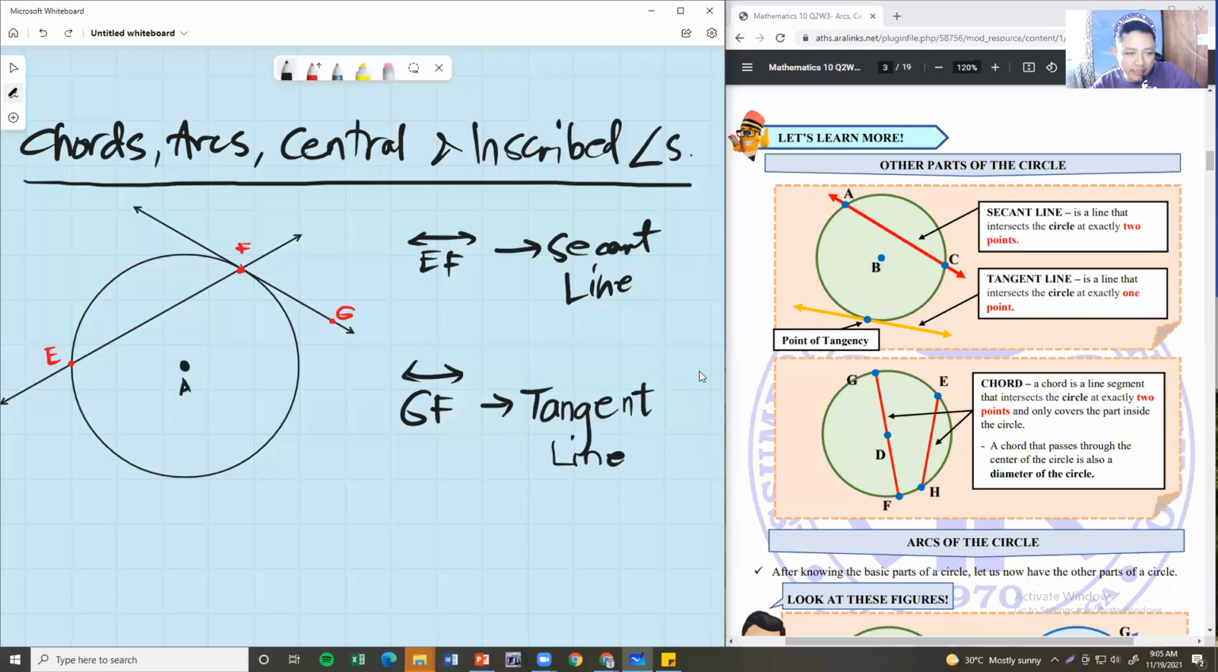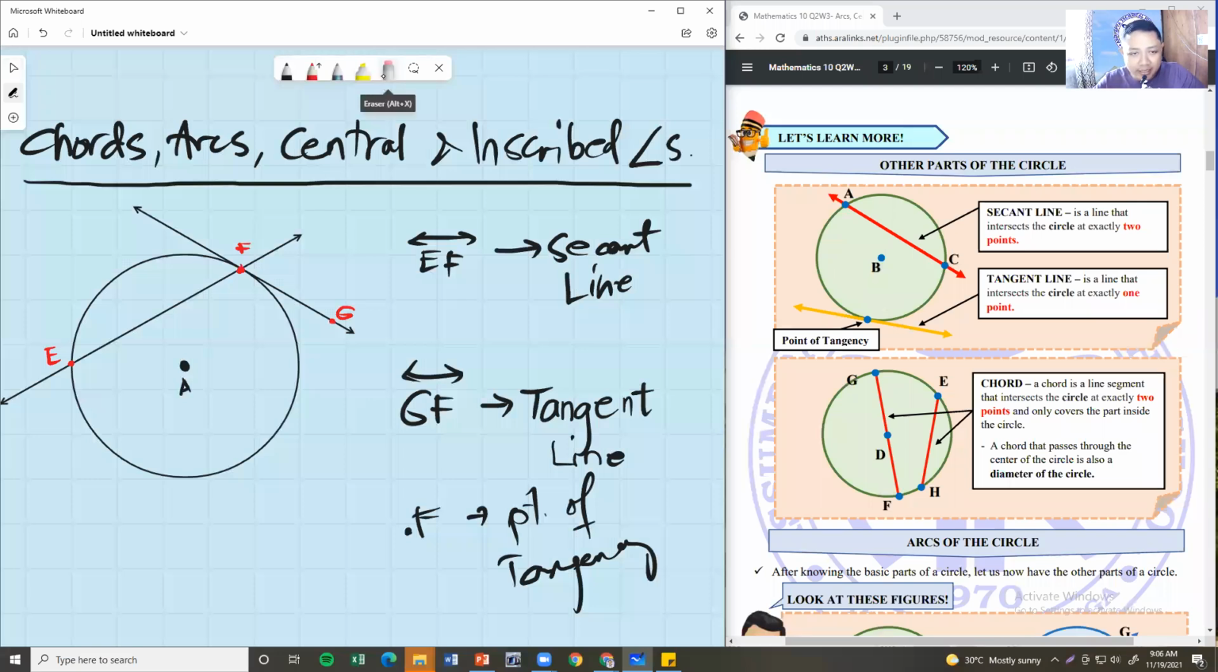It's just 1 point. And what is the point of tangency in this figure? Type it in the chat box. Very good. And that's point F. Point F. That is the point of tangency. Good. So very easy. G is not the point of tangency. That's just another point on the line. So G is not the point of tangency, but F. Take note of that.